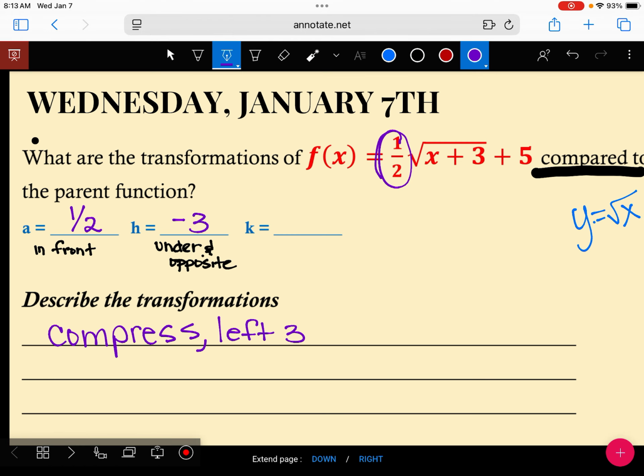And then k is in the back. Back of the house. It's in the backyard. k is a 5. Because k is 5, what will that do? Up 5. Good job.